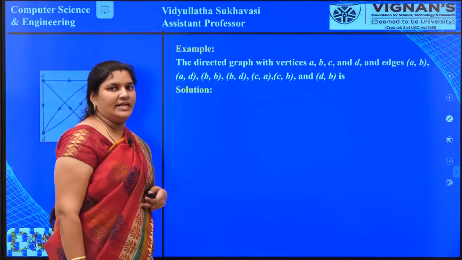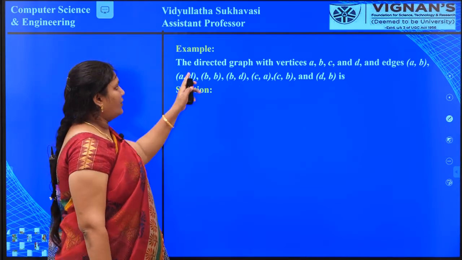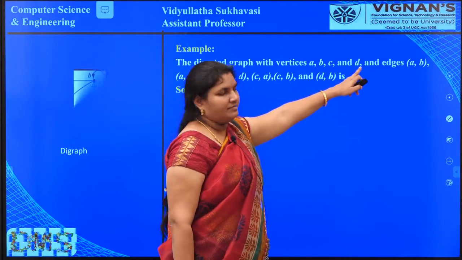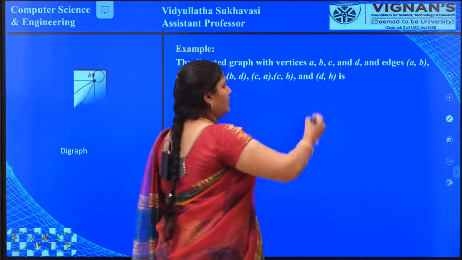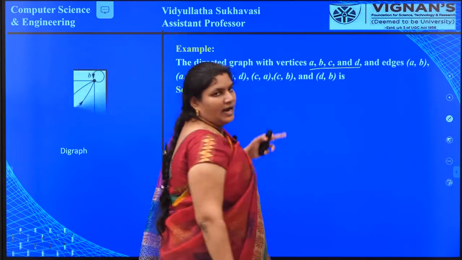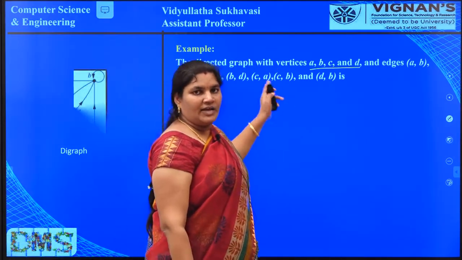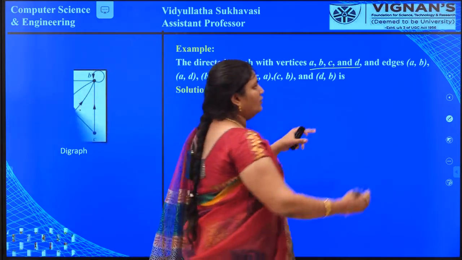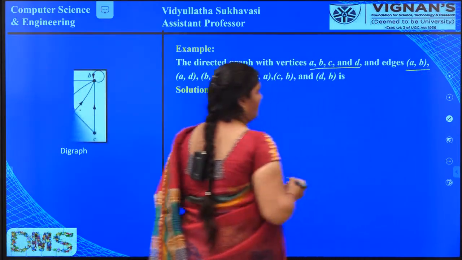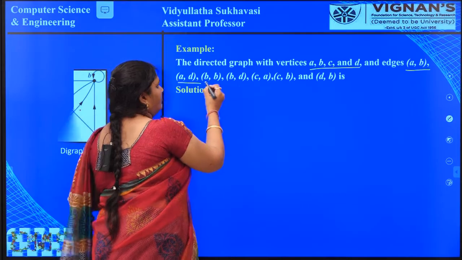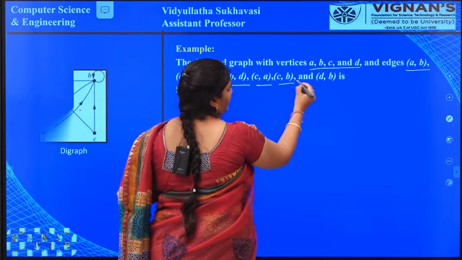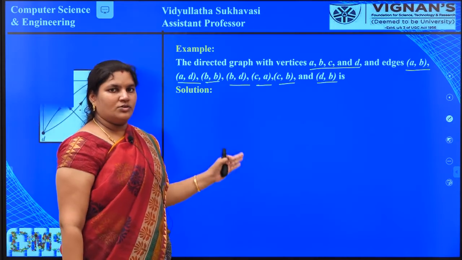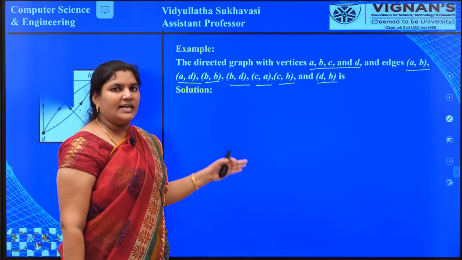So here we have taken this as an example: a directed graph with vertices A, B, C and D. With the vertices, we need edges to draw the directed graph. So what are the edges we have? A comma B, A comma D, B comma B, B comma D, C comma A, C comma B and D comma B. So we have vertices and we have edges. Now we need to draw the directed graph.